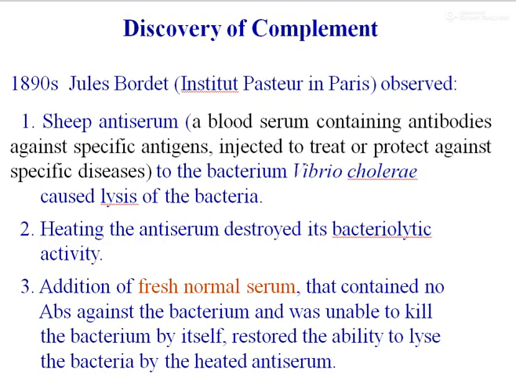In the 1890s, Jules Bordet at the Institute of Pasteur in Paris took sheep antiserum. You know what antiserum is now. The sheep was injected with a particular antigen, the pathogen Vibrio cholerae, and the blood serum of that sheep was taken. So that is called the sheep antiserum. The sheep antiserum to the bacteria Vibrio cholerae was taken, and he checked whether that antiserum could lyse the bacteria, and he saw that it was able to lyse the bacteria.